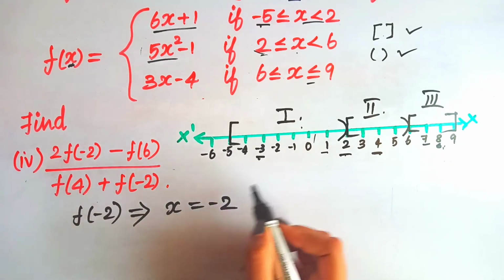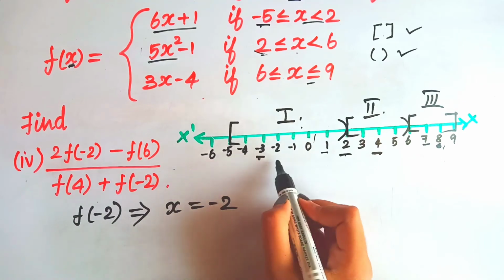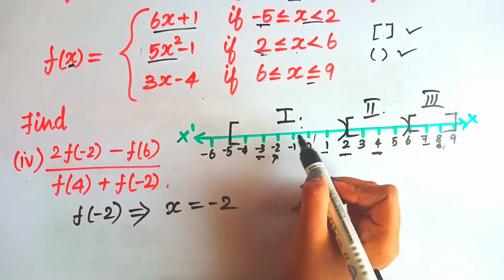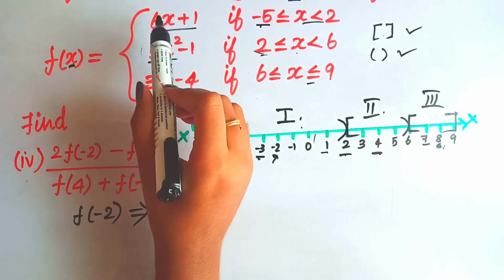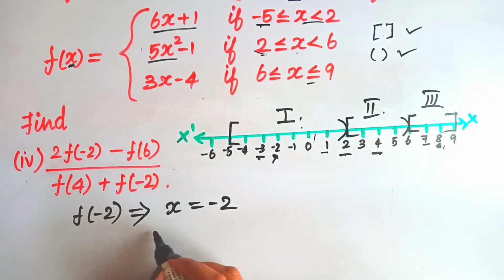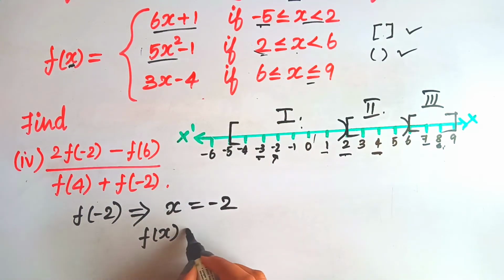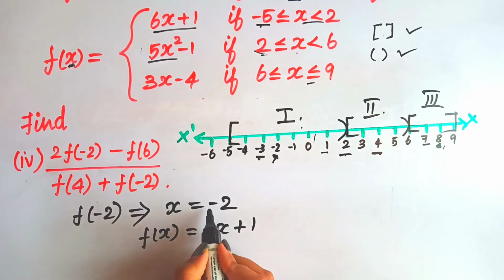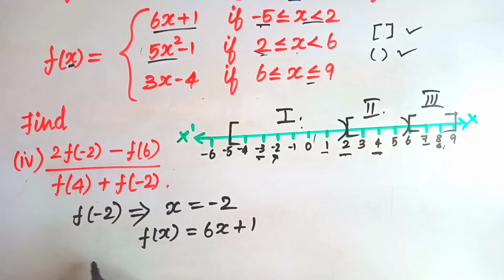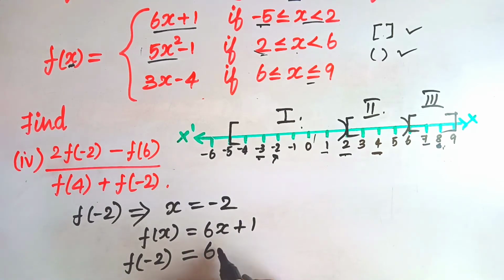So we have to find minus 2 in this number line. So here it is, and it's in the first interval, right? So in the first interval we have to use the first function, which is 6x plus 1. So f of x is equal to 6x plus 1. So we have to substitute x equal to minus 2 in the place of x. So f of minus 2 is equal to 6 into minus 2 plus 1.